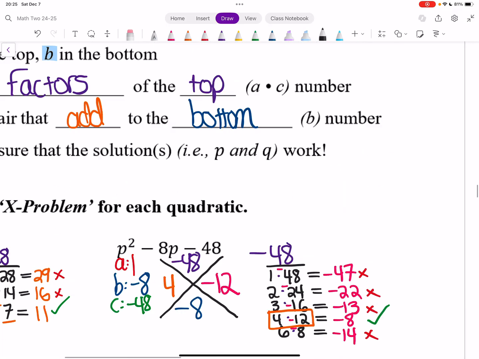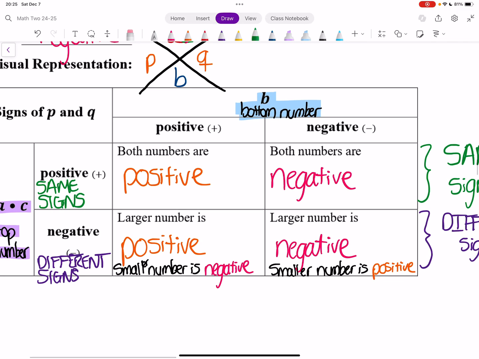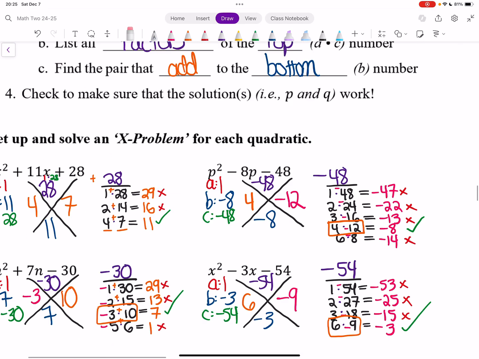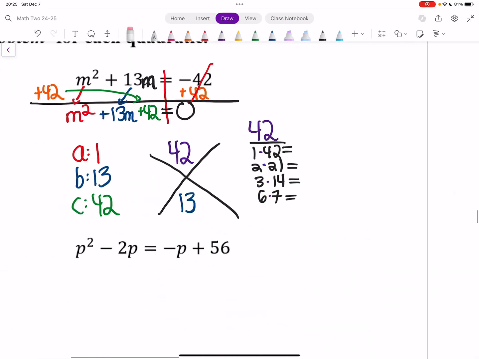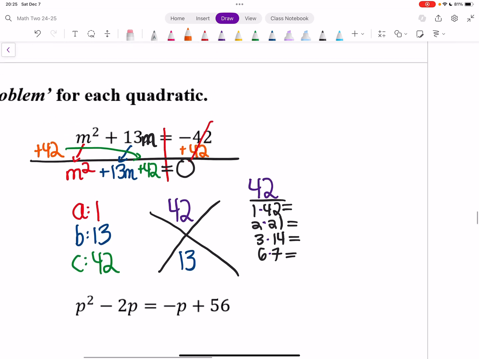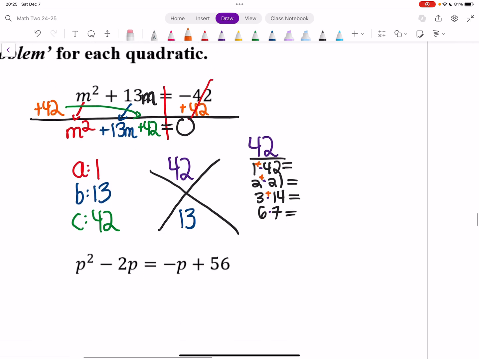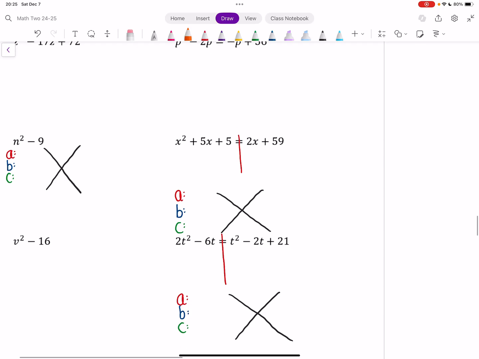They're both positive, and if I look back at this table here, both positive lines up here, which means that both numbers are going to be positive. Therefore, what I need to consider is adding each of these to determine which one adds to 13. Well, if I add the first factor pair, I get 43, then the second is 23, third is 17, and the last is positive 13, which is exactly what we want. Therefore, the solution to this x problem, or our p and q, are 6 and 7. I'll check. 6 multiplied by 7 is 42, and 6 add 7 is 13.